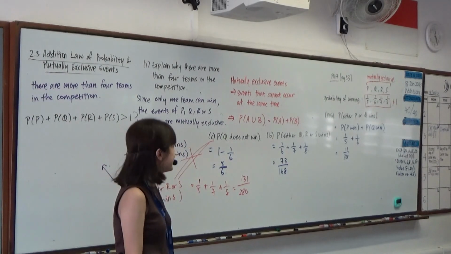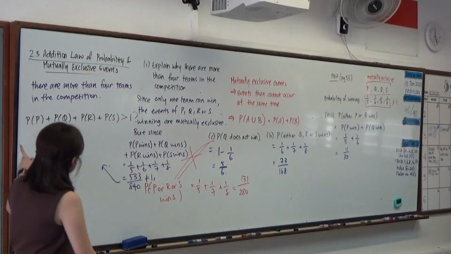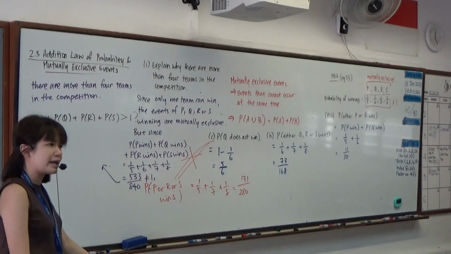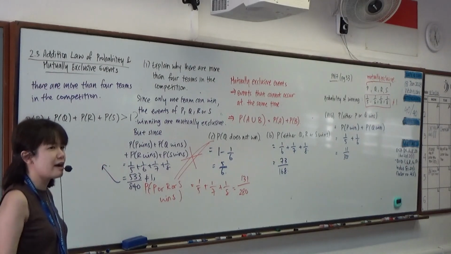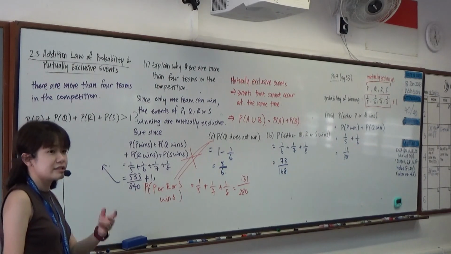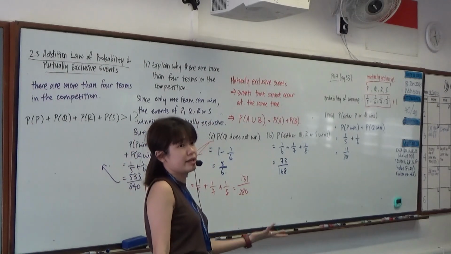It's rigged. Do you have something more mathematical? If the probability of all these teams winning adds up to be more than 1, what does this tell us about this competition itself? That what? That more than 1 team can win, yes.